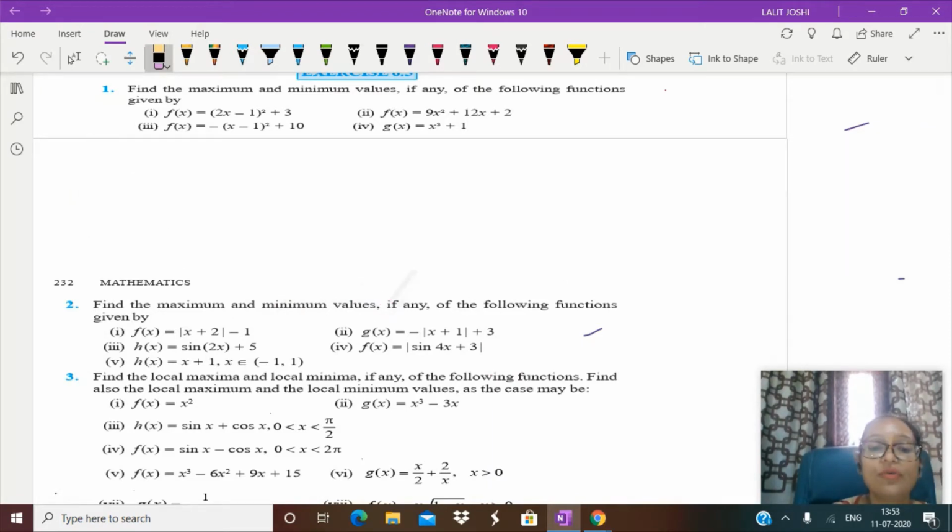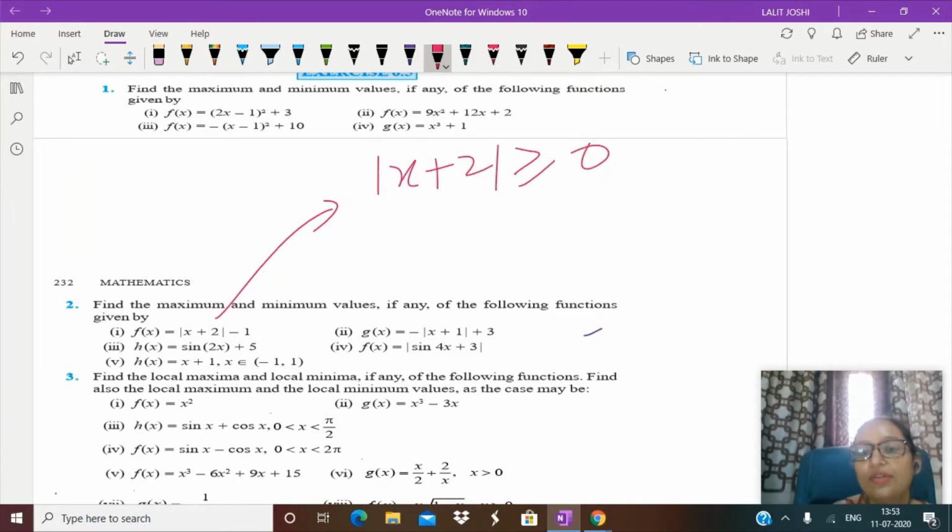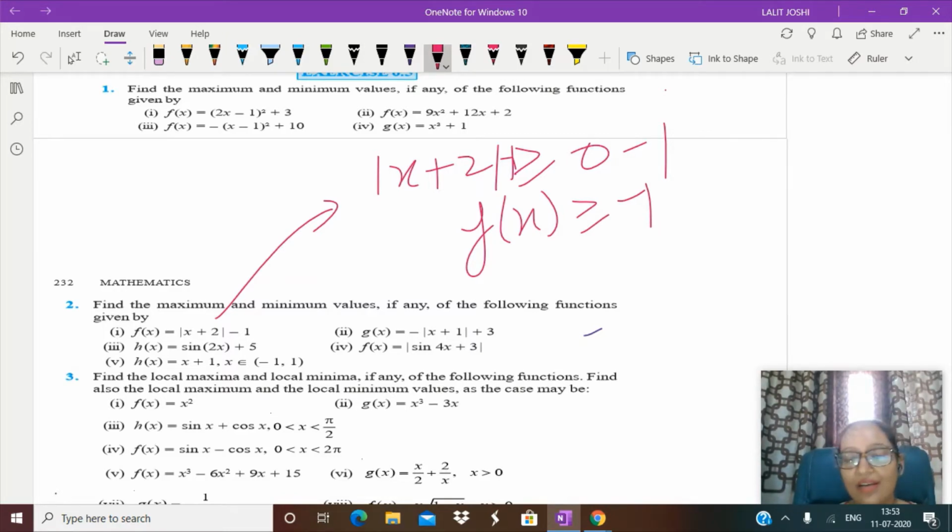Now, moving on to question number 2. So one type of question is where you have squares. Another type of question, in question number 2, is when we have modulus. So when we have modulus, for the first part I'll say mod x plus 2 is again greater than or equal to 0. I'll just subtract 1 on both sides. So I'll get the original function greater than or equal to minus 1. So again, minus 1 is the minimum value, right?